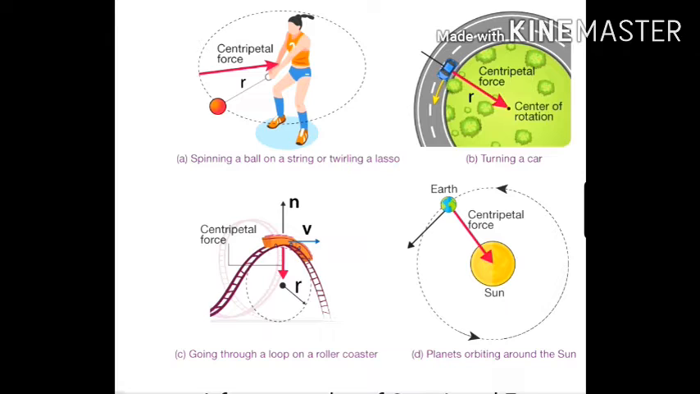The next is the riding in a roller coaster. The force is provided by the normal force as the seat pushes us towards the center. The last example is the planet revolving around the sun, and here the centripetal force is provided by gravity.